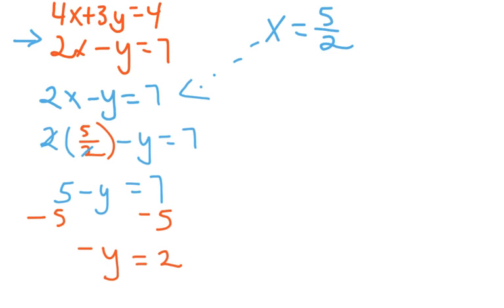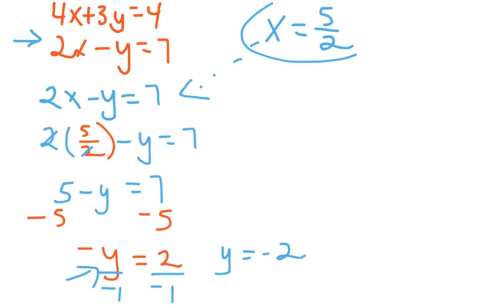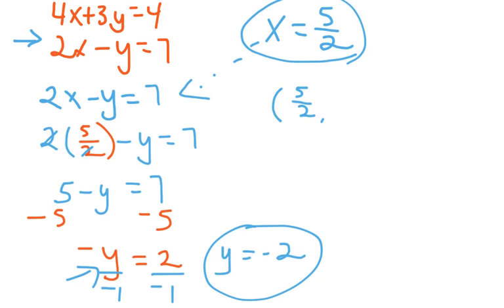I can't have that negative in my variable. It needs to be completely isolated, so I can divide by a negative 1 on both sides to get y is equal to negative 2. Alright, so I have my x, I have my y, and you would want to write it in proper format as a coordinate. So 5/2, negative 2 would be your solution.